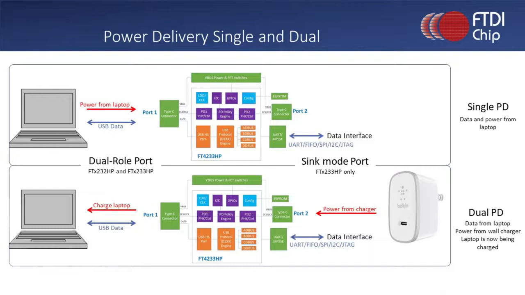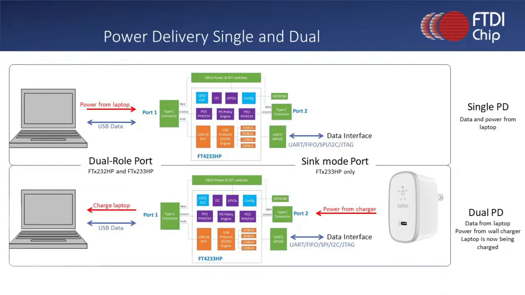Port 1 is used for data transfer just like the original non-power delivery versions of the chip. It can also be a power sink, allowing the connected host to provide power to the device. However, it can also be used to provide power in the other direction to charge a connected laptop, for example, and can swap between these roles.